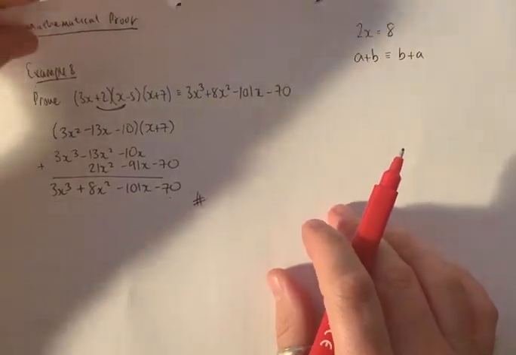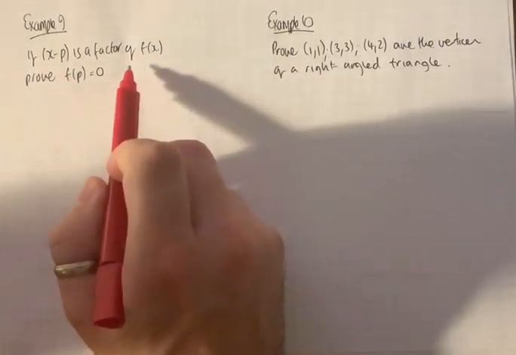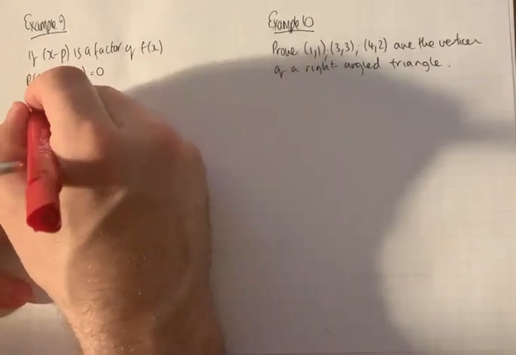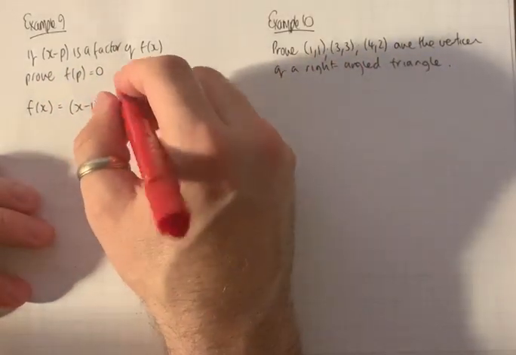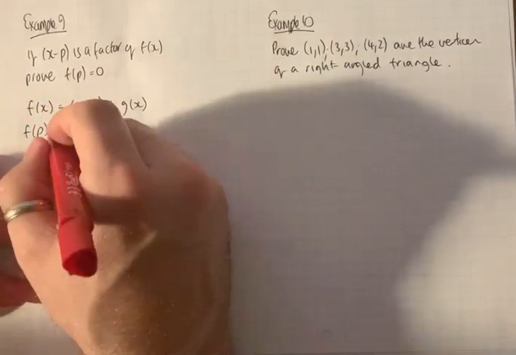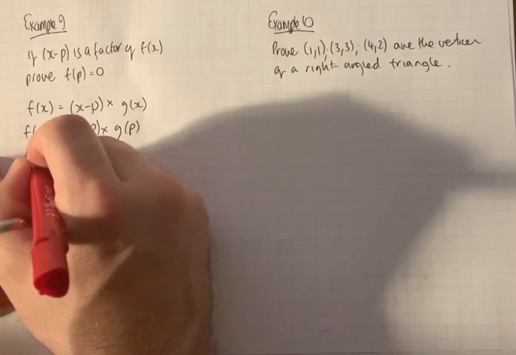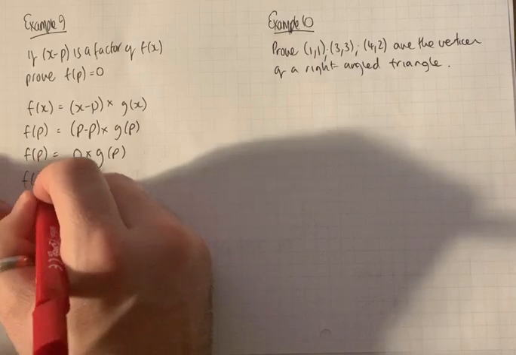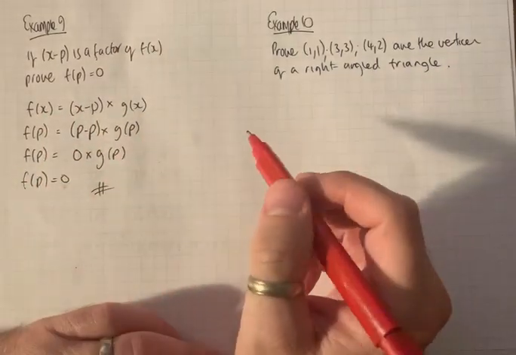Example 9, if x minus p is a factor of f of x, prove f of p is 0, which is the factor theorem. Well, if x minus p is a factor of f of x, we can write f of x as x minus p times by another function involving x, so call it say g of x. F of p, where we swap the input value of x to p, is going to be equal to p take away p times g of p. Well, p take away p is obviously 0, and anything times by 0 is 0. Therefore, you've proven that if x minus p is a factor, f of p must be equal to 0.